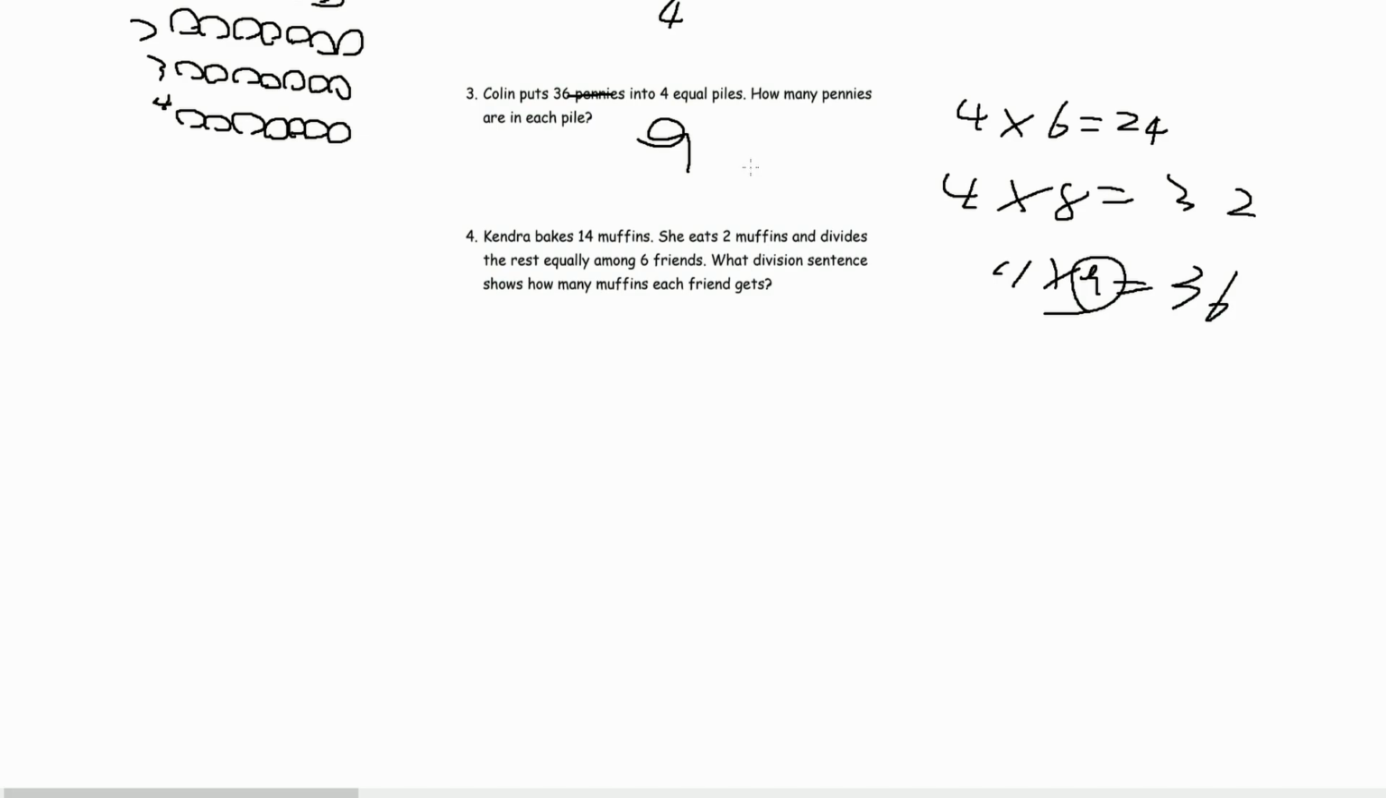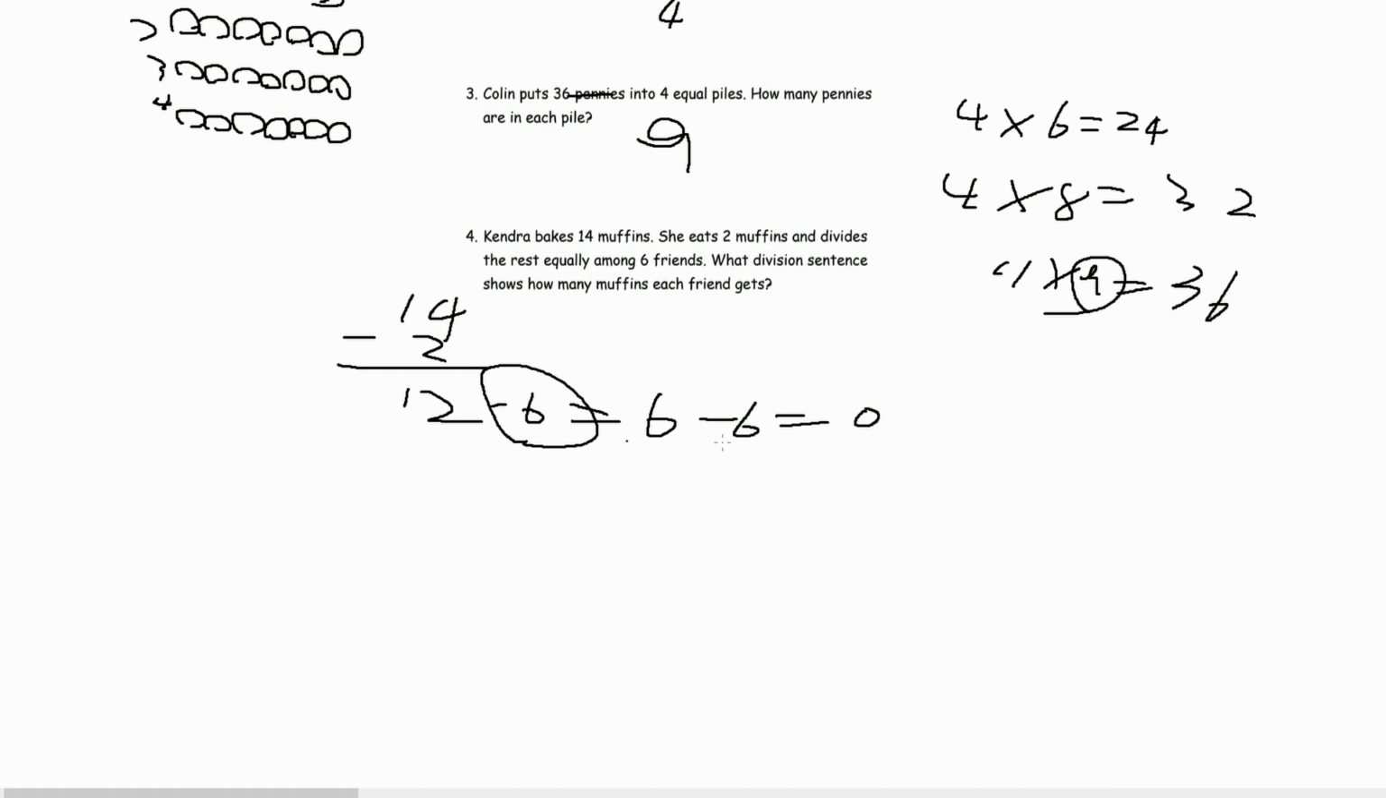Number 4, Kendra bakes 14 muffins. She eats 2 muffins and divides the rest equally among 6 friends. What division sentence shows how many muffins each friend gets? So 14, she ate 2. That's 12 left, and there's 6 friends. So 12 minus 6 is 6, and 6 minus 6 is 0. So that was once and twice subtracted by 6. So that would be 12 divided by 6 equals 2.